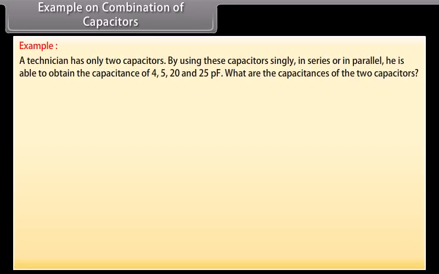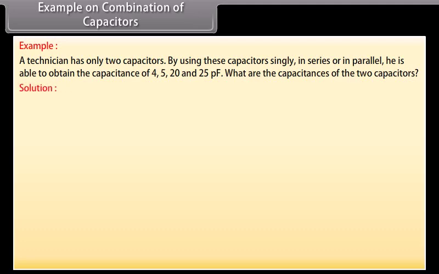Example on combination of capacitors. A technician has only two capacitors. By using these capacitors singly, in series or in parallel, he is able to obtain capacitances of 4, 5, 20 and 25 picofarad. What are the capacitances of the two capacitors?